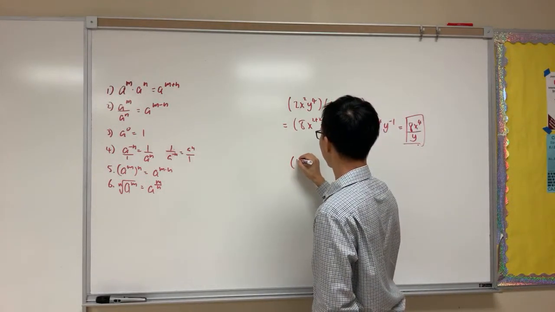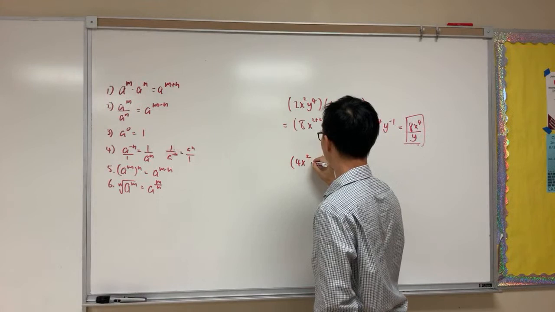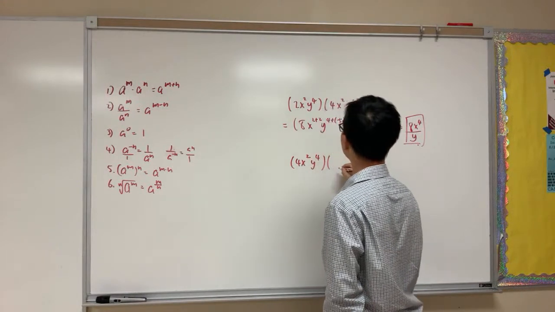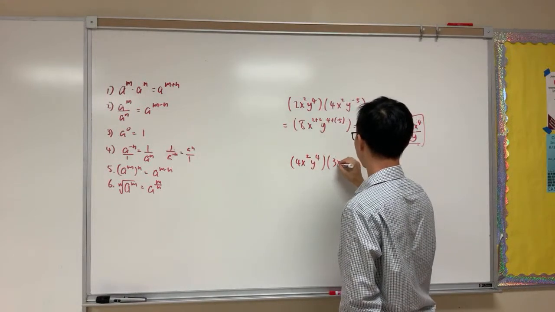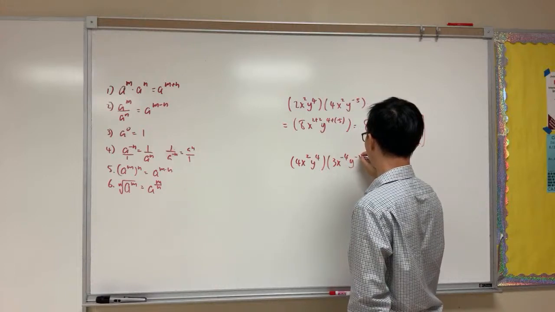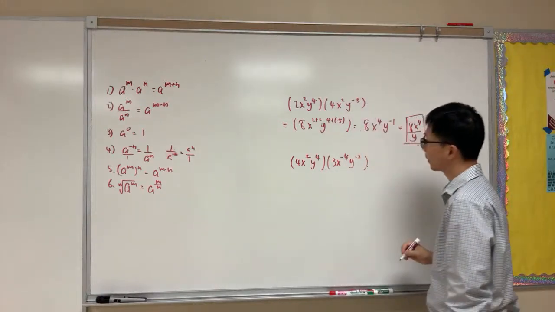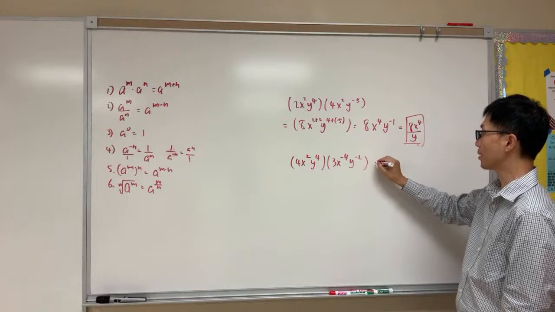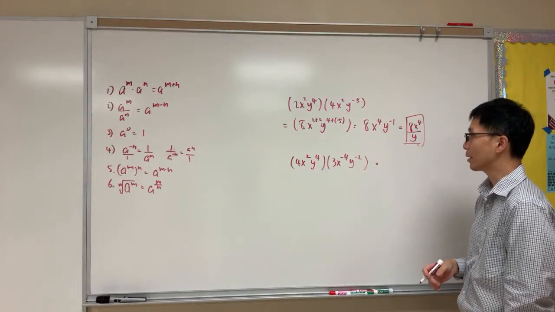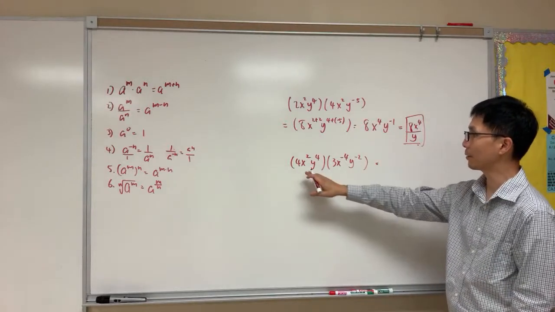You can try this one. 4x squared y to the 4th times 3x to the negative 4 y to the negative 2. Okay, you can pause the video and try this one, and you can unpause it now if you got it right.